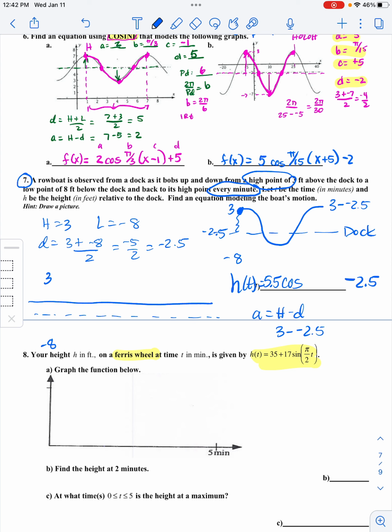Okay, and then this one is going to be every 1 minute. So when I'm finding the B, I'm going to take the normal period and divide it by 1 minute and actually just get 2 pi. And then here, I'm just going to get a t. I'm not going to have any horizontal shift because it started at a high. It went high, 0, low, 0, high. So you're just piecing those things together, and those are actually easier than a lot of the other stuff.